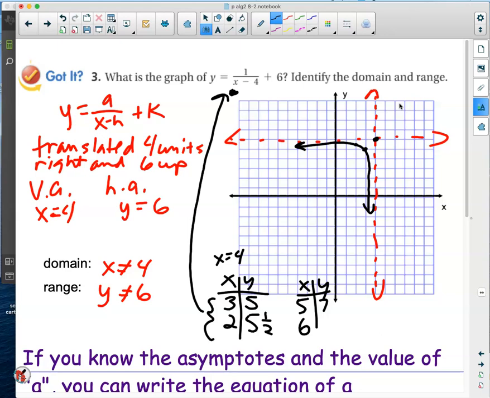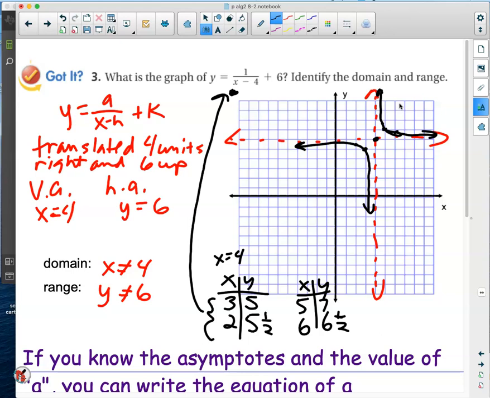And let's put a 6 in. 6 minus 4 is 2. 1 divided by 2 is 1/2. Plus 6 is 6.5. So we have 5, 7. And 6, 6.5. And there they are. There's our 2 symmetrical branches.